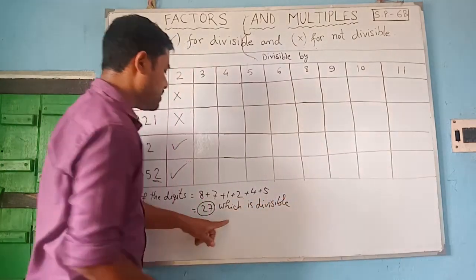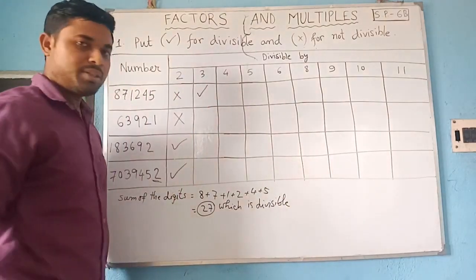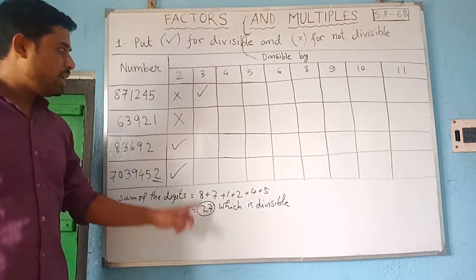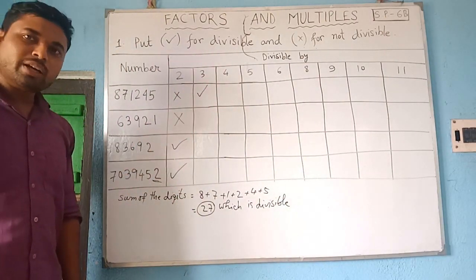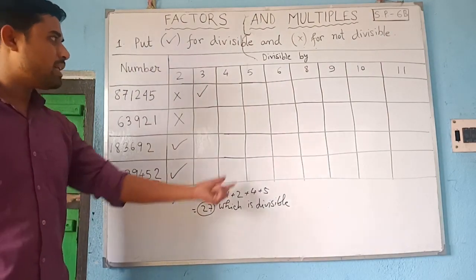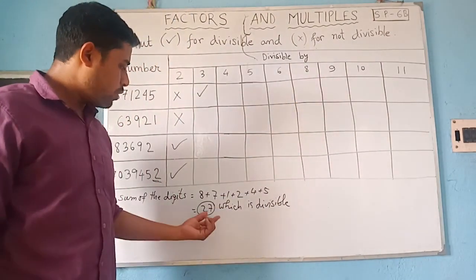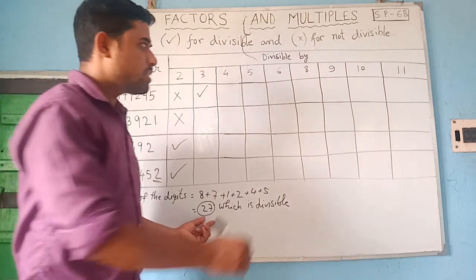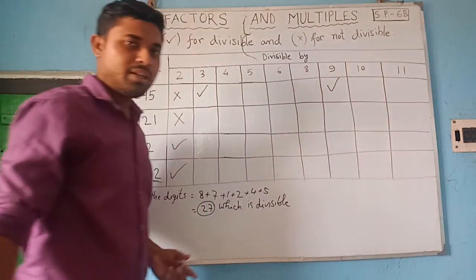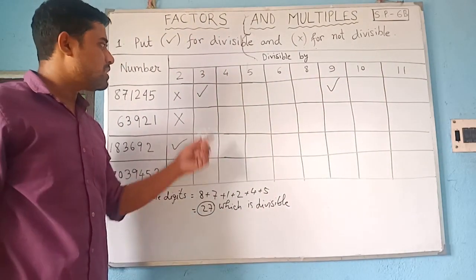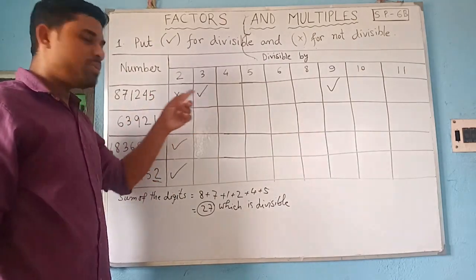So if the sum is divisible by 3, the number is divisible by 3. If the sum is divisible by 9, the number is also divisible by 9. Is 27 divisible by 9? Yes. So the number is also divisible by 9. If the sum of the digits is divisible by 9, the number is divisible by 9.